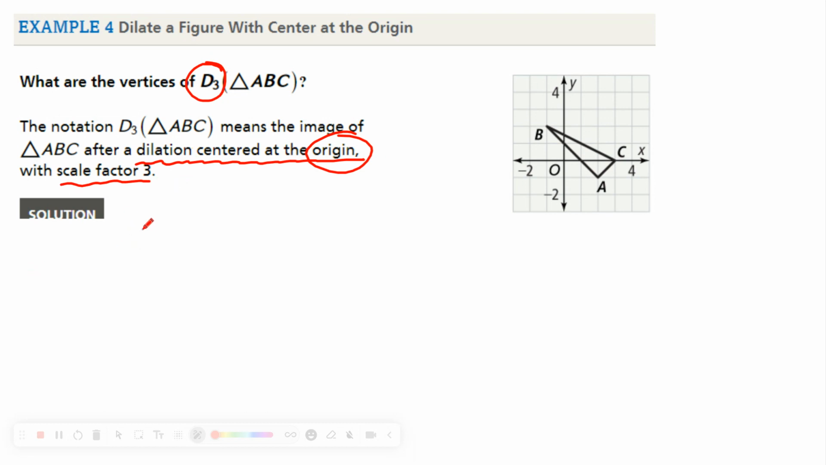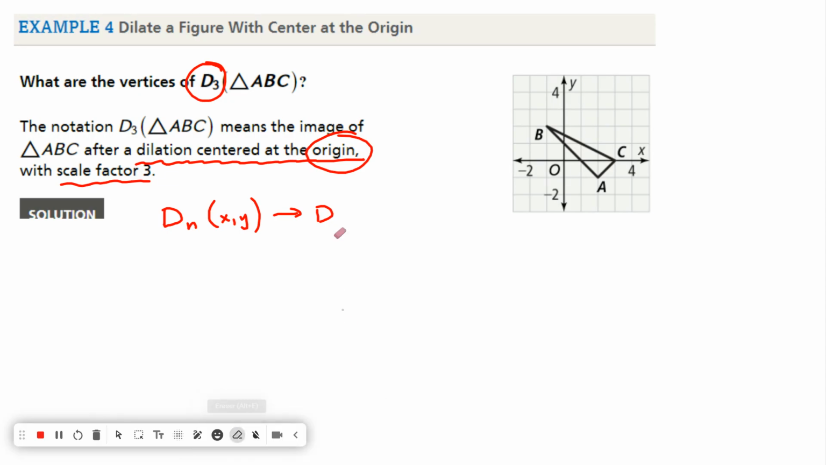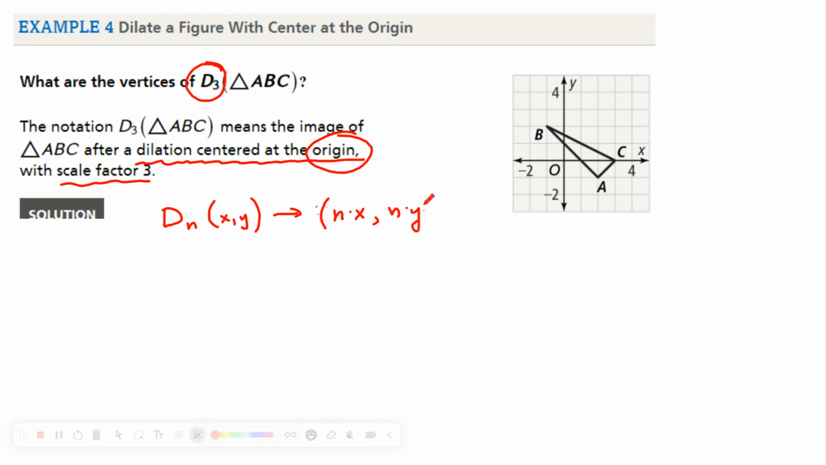Well, when you do a dilation on a coordinate plane around the origin, you're going to get D_n of (x, y). And the rule is that you're just going to take each set of coordinates, x and y, and multiply them by the scale factor. I put a D there, I didn't mean to. Sorry about that. So when you do this dilation, your new point is going to be (n times x, n times y). Okay? So all I'll do here is identify the 3 ordered pairs.